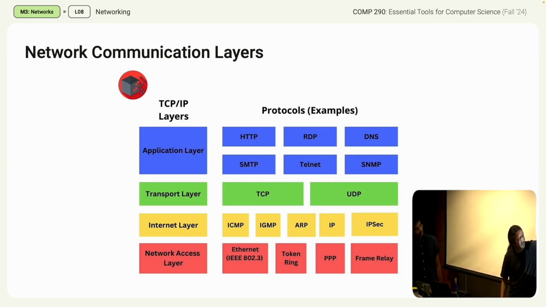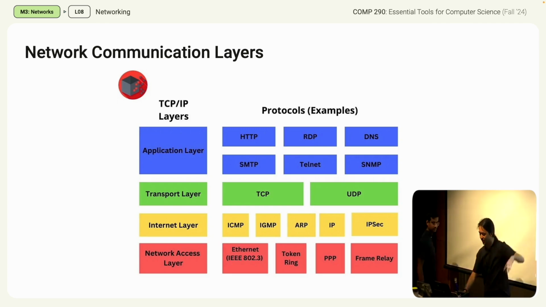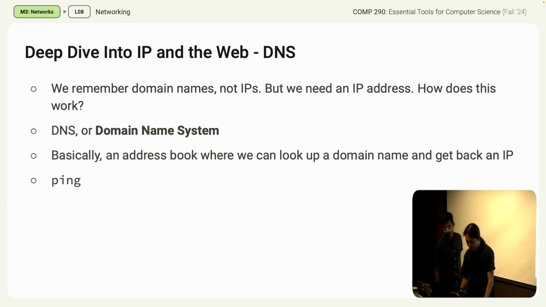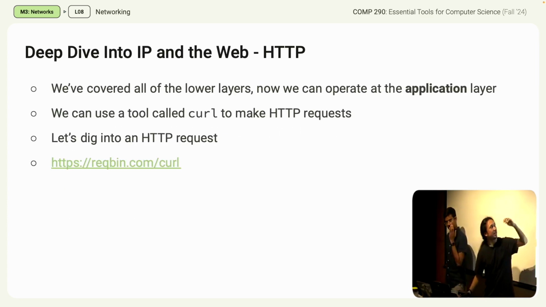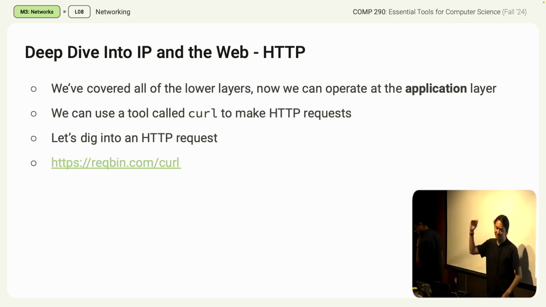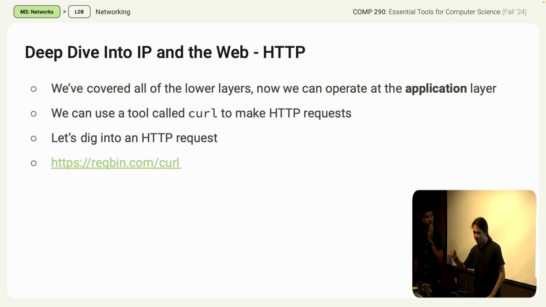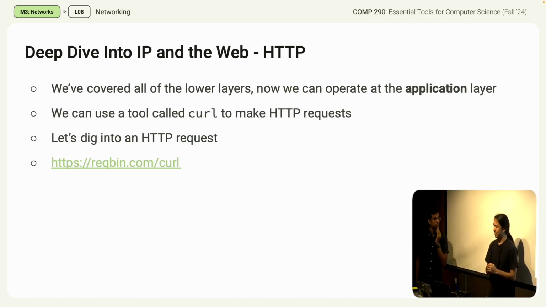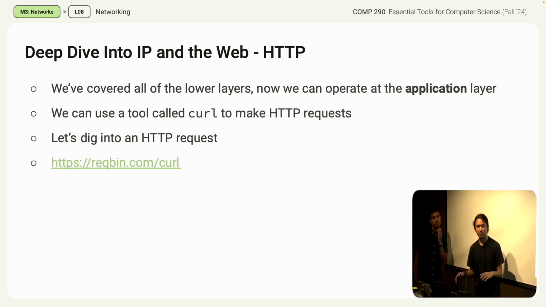So now we have everything we need to look at the application layer. So that's what we'll look at next. And that is where we get HTTP. Because we covered all this, we now can operate at a higher level. And HTTP is just one of many protocols. It's just a way that people have said, okay, this is how we're going to send websites to each other. We all agree on it.